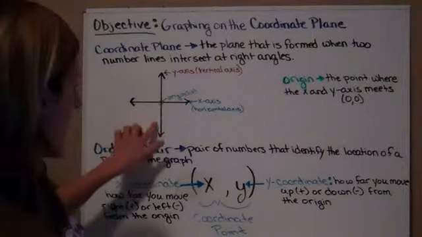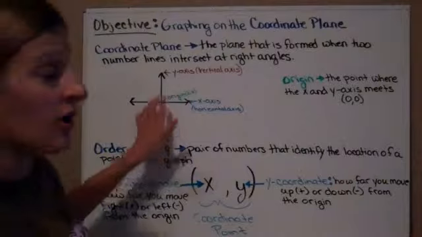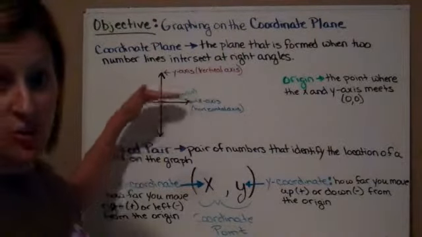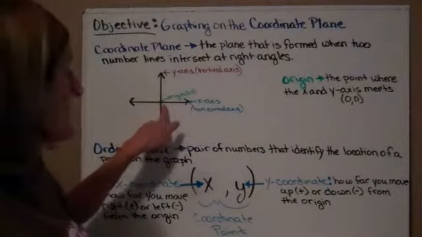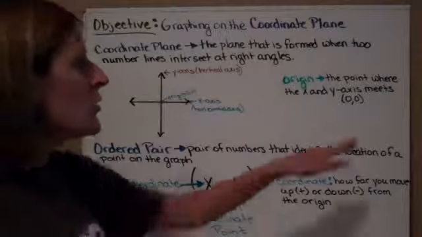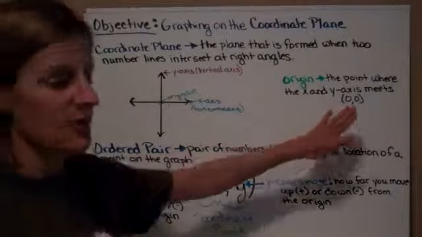So you have the y-axis, which goes up and down, or vertical. You have the x-axis, which goes left to right, and that's horizontal. Then where they meet, we call it the origin. This is exactly where the x and y-axis meet. We call this point also 0, 0.